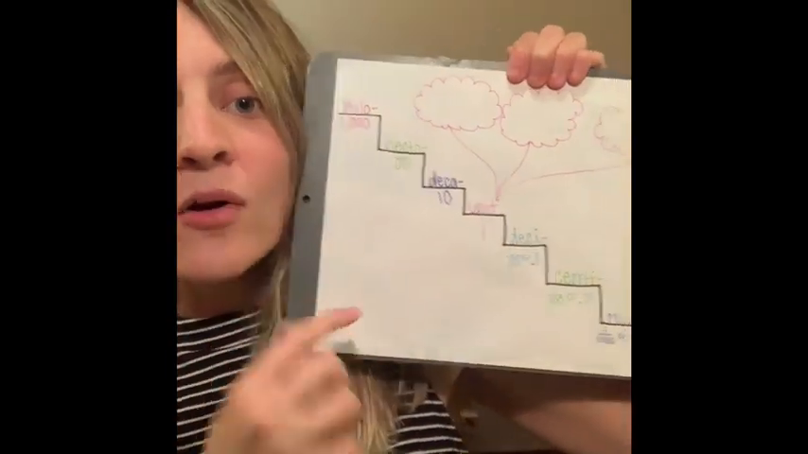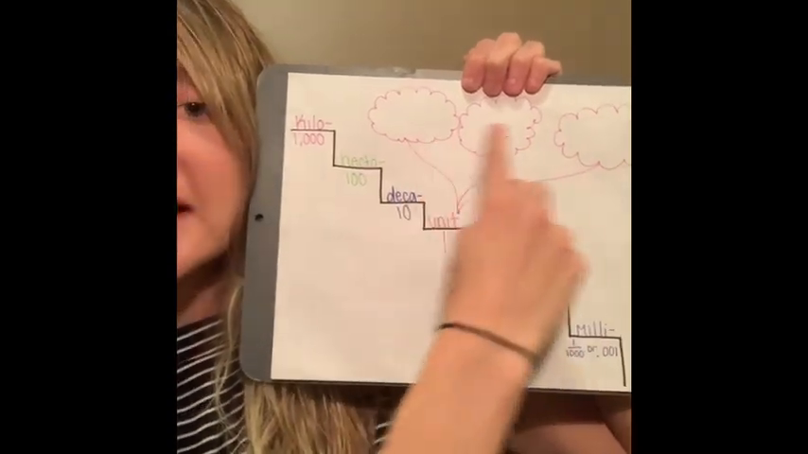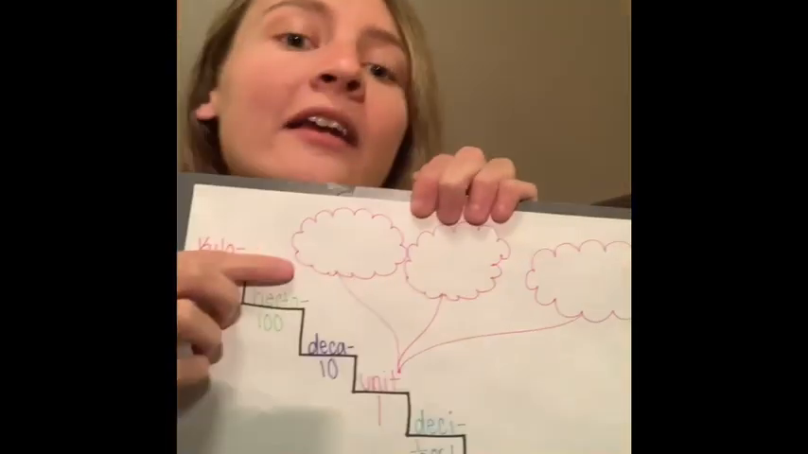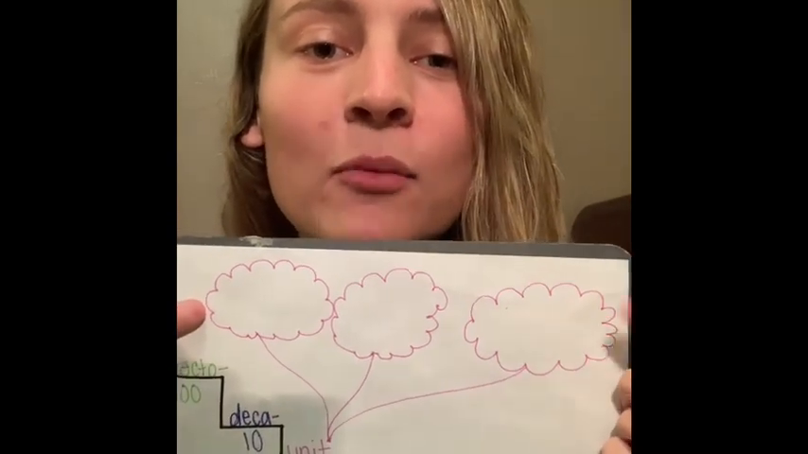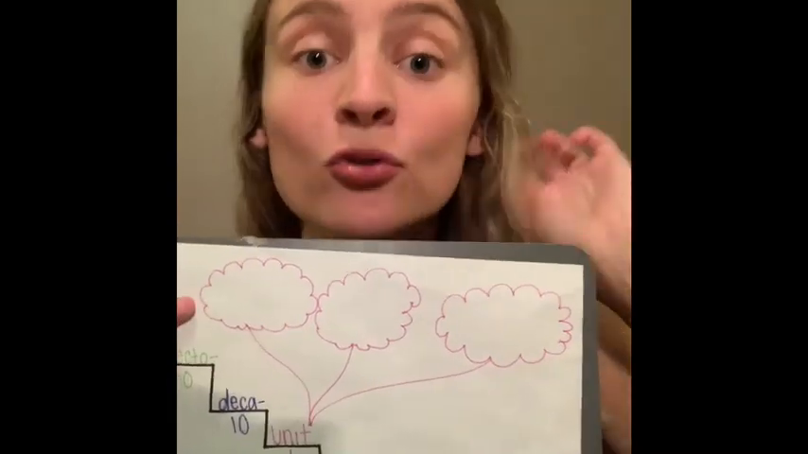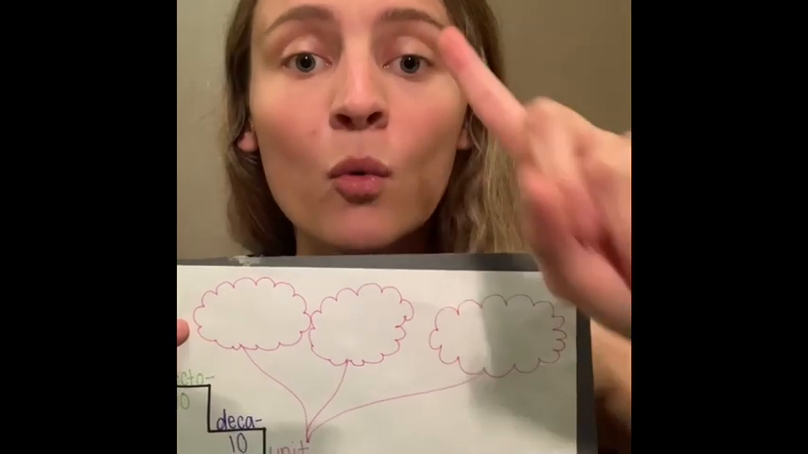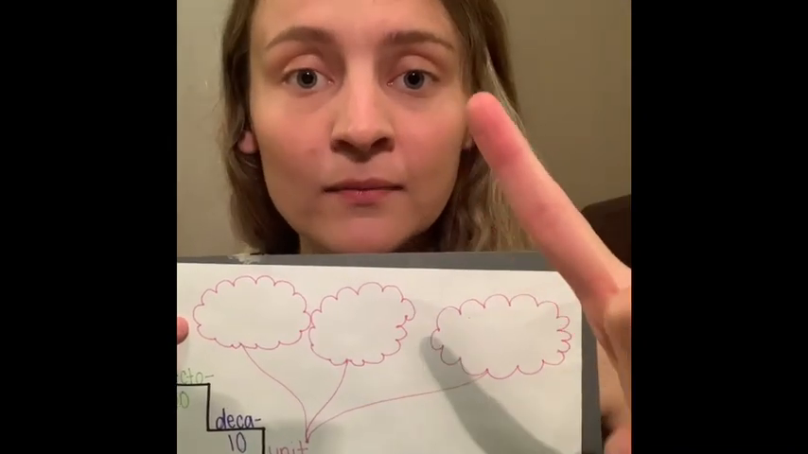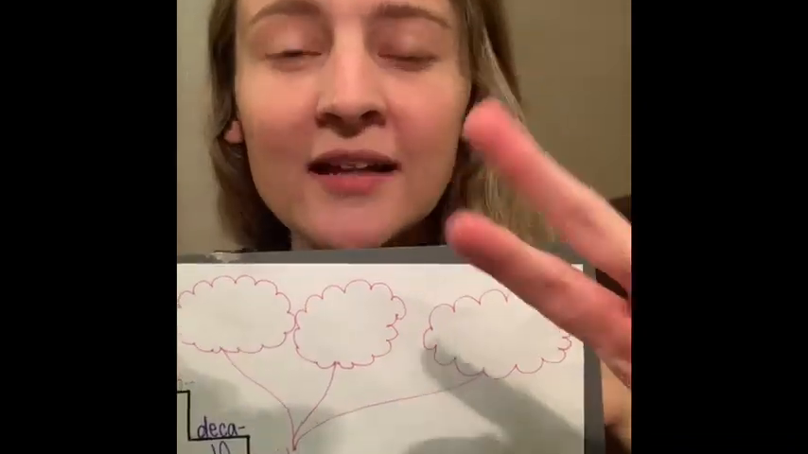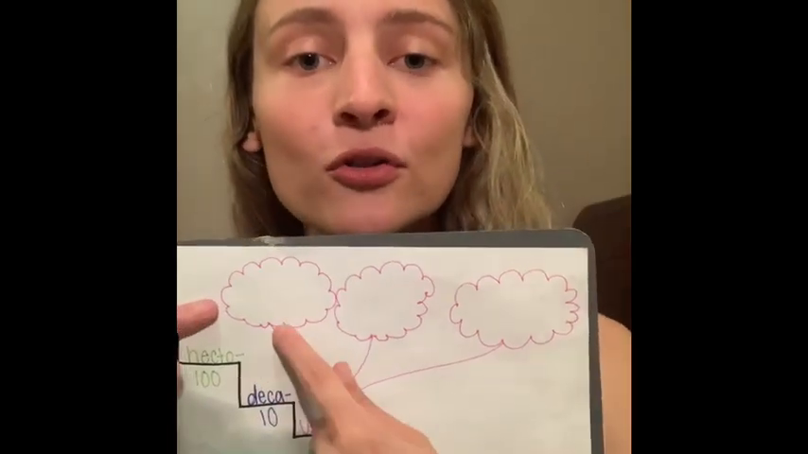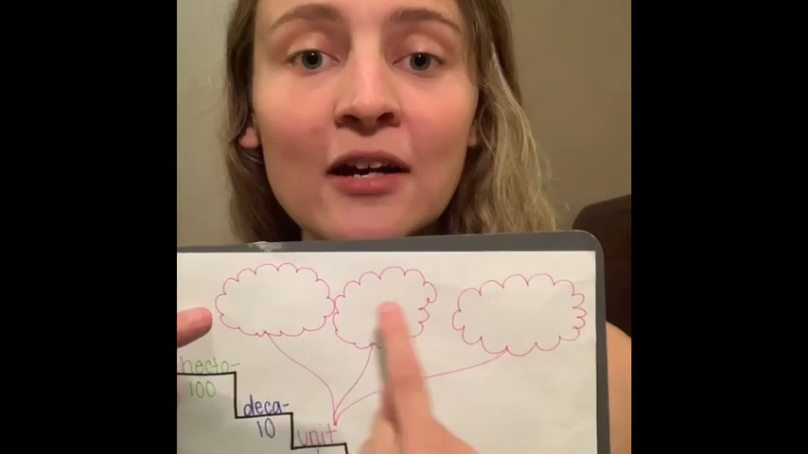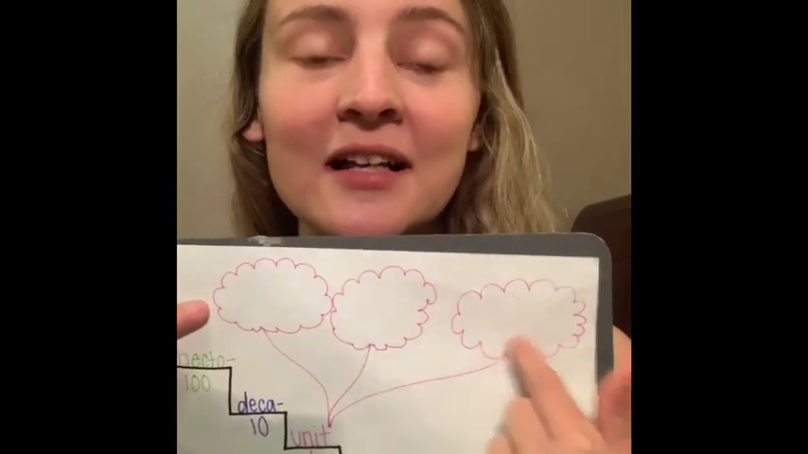So now we're going to move on to filling in these clouds. Right now, I want you to think of the 3 kinds of ways that we measure something. There's 3 types that we went over. One is capacity, one is weight, and the other is length. Those are the 3 kinds of measurements that are going to be inside of these clouds.